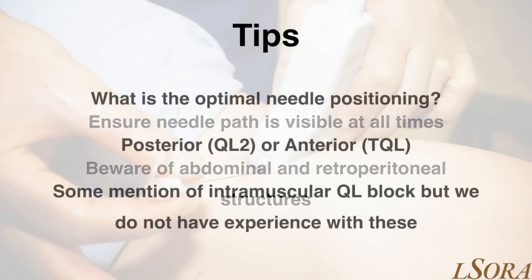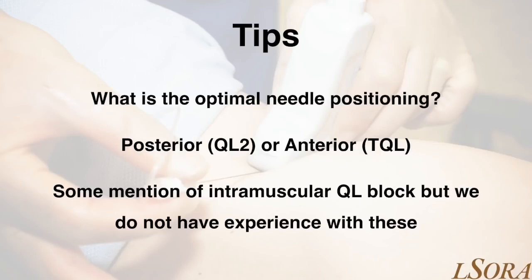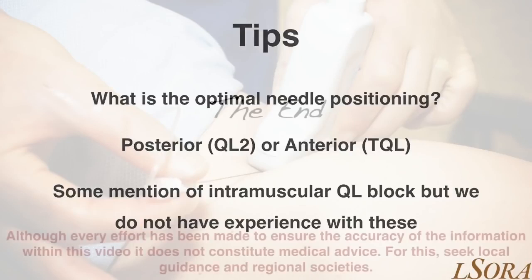In terms of what to block when, the current vogue is either towards a posterior quadratus lumborum block, kind of like a posterior TAP, or the anterior or transmuscular quadratus lumborum block. There has been some mention in the literature about intramuscular quadratus lumborum blocks, but we do not have experience with these.